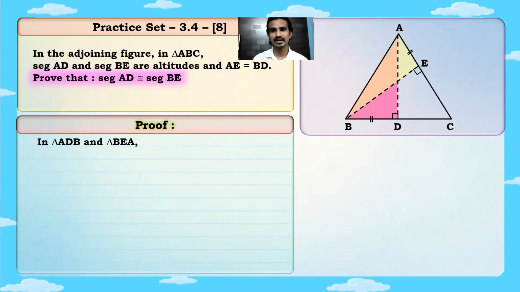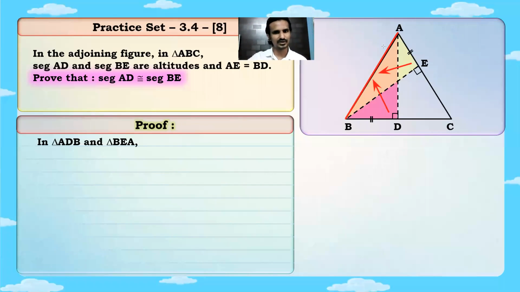And how to check for the hypotenuse side test? The first thing we should check is if the hypotenuses are equal. For the first triangle that we have taken, ADB, angle D is 90, so the hypotenuse will be side AB. So side AB is the hypotenuse for the first triangle ADB. Now when we take the second triangle BEA, angle E is 90, so its hypotenuse will be side BA. So we can say that the hypotenuse is actually the common side here. That means the hypotenuses are equal. Along with that, we have AE and BD equal, so it is sufficient to apply the hypotenuse side test. So here we will apply the hypotenuse side test.